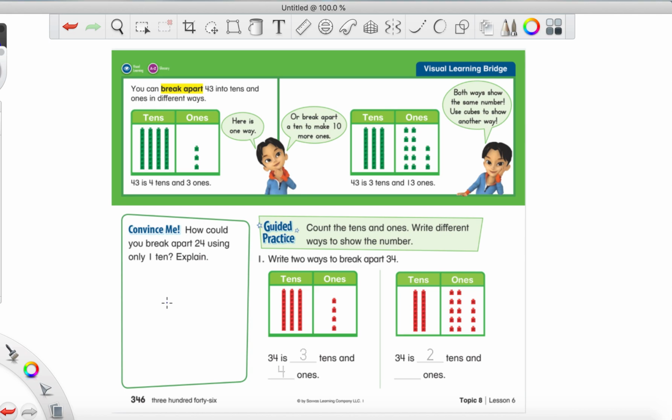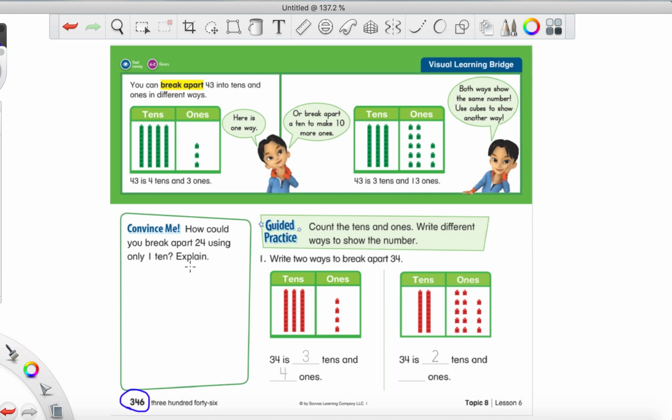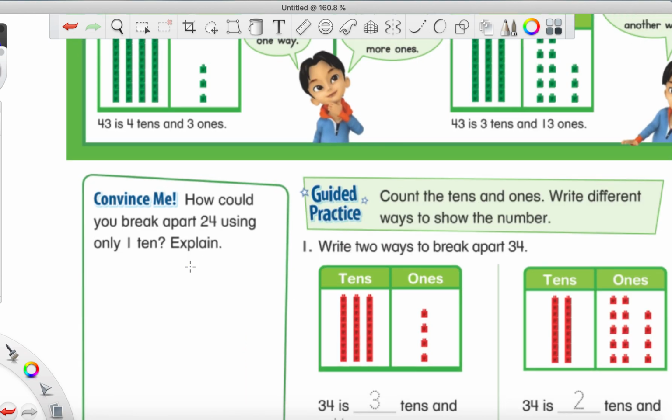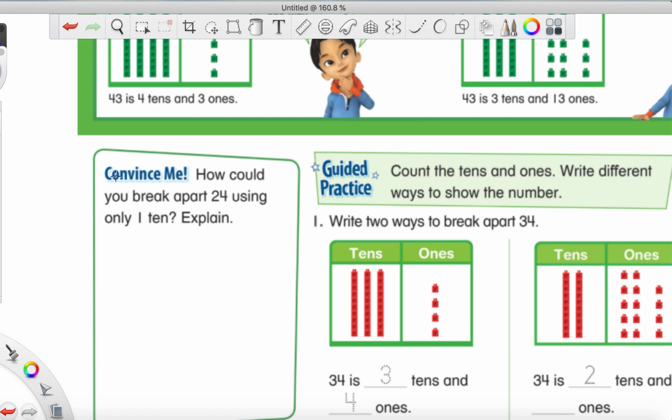Alright everyone, so hopefully you turned to the next page. We are now on page 346. So just turn the page once in your workbook and you should be on the correct page. Alright? So before we even start with these problems over here, I thought it'd be a great idea this time to look at this little box on the side, and it says, "Convince me." So this is going to be a little extra practice problem that we're going to work on together, okay?